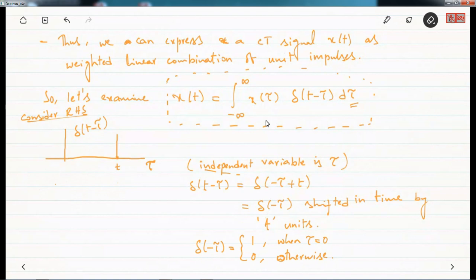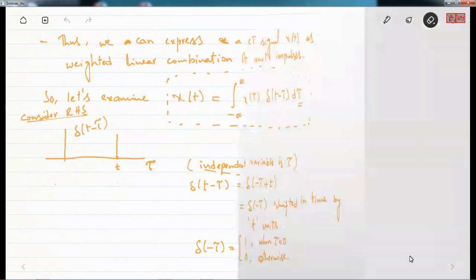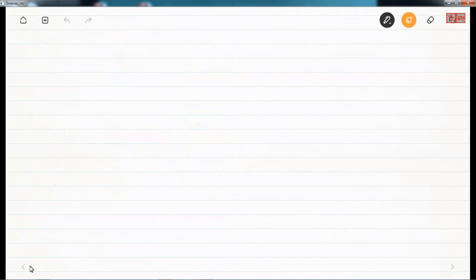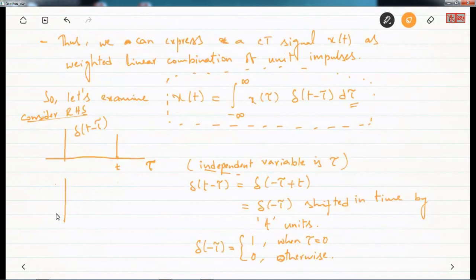So this is delta of t minus tau, that is being multiplied by x of tau, right? So this is being multiplied by x of tau. So this x of tau is nothing but, okay, so tau, and this is x of tau.